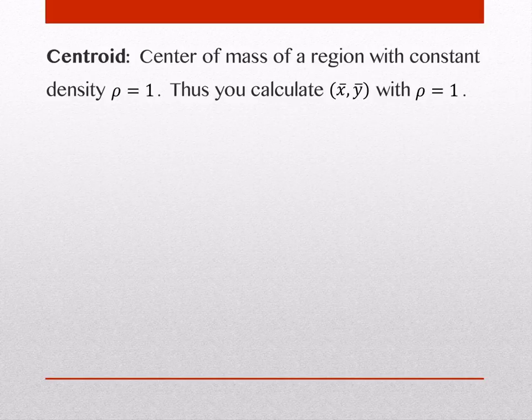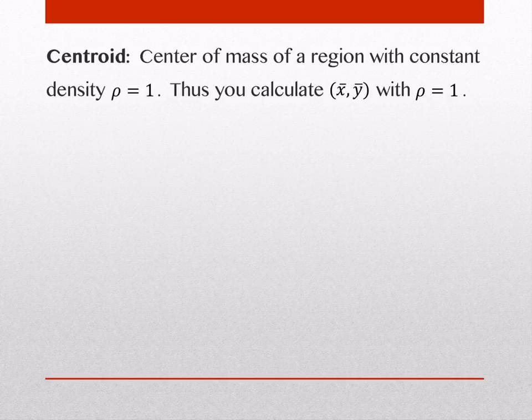The last thing we're going to do in this section is called the centroid. That's good because our title for our section included the word centroid and we haven't talked about it yet. The centroid is the center of mass of a region with a constant density, rho equal 1. So you calculate x bar, y bar with rho equal 1. Straightforward. You just don't have a rho in there. That's a centroid. Constant density, rho equal 1. That's all it is.